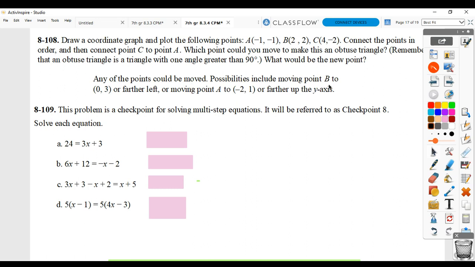You can move point B to 0, 3, or even further left. You can move point A to negative 2, 1, or farther up the y-axis. And again, you could also move point C.